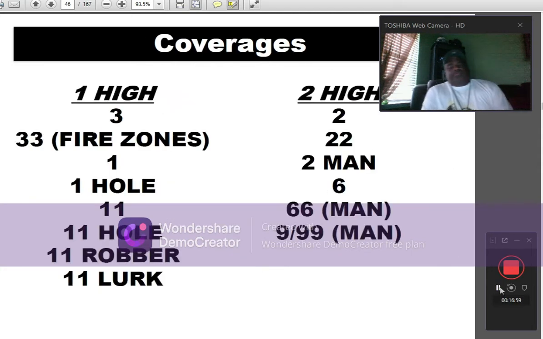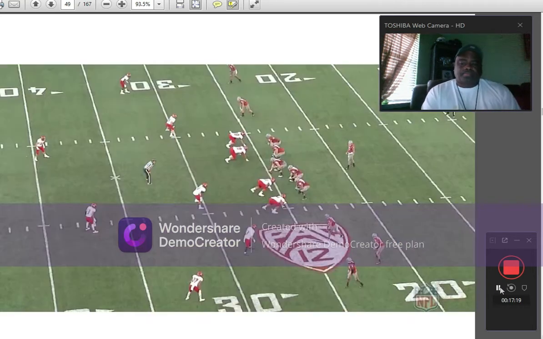Now, as I put down some coverages, like I say, you have one high, that's a 33 fire zone, one hole, 11 hole, 11 robber, 11 alert. You have two high, cover 2, 22, 2-man, 6-man, 66. It's just a lot of different things that you could call them, and all of them mean something. Now, as you look at this, what do you see? As a defensive personnel, you deploy the 4-2-5.